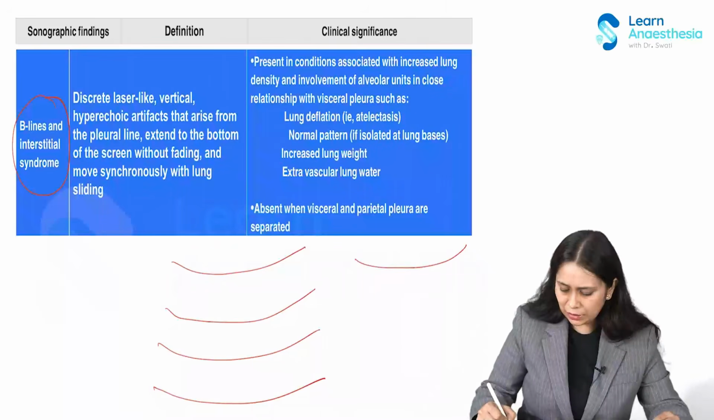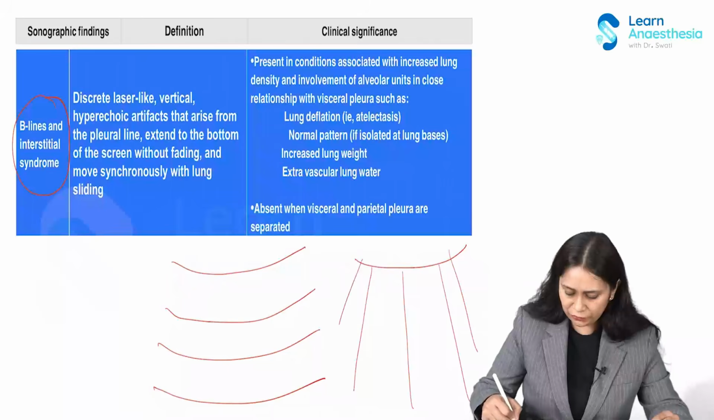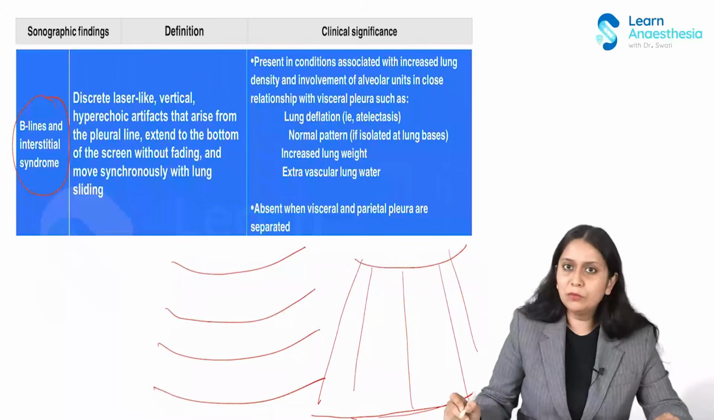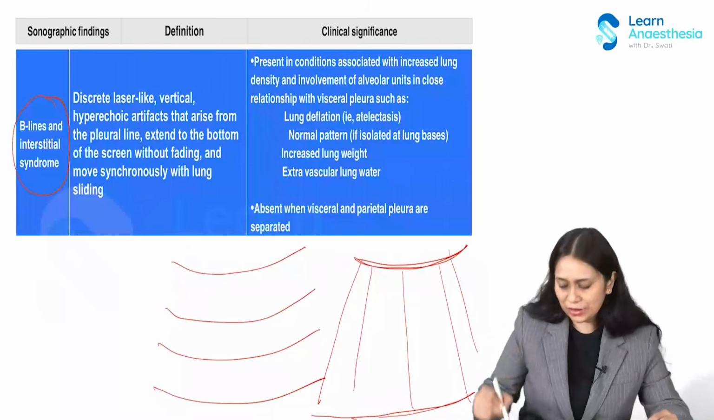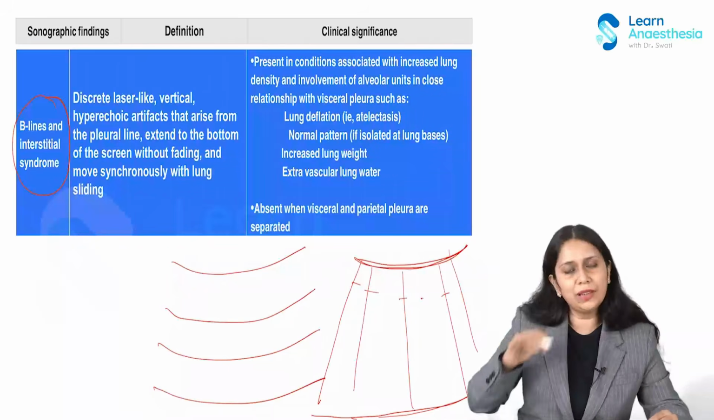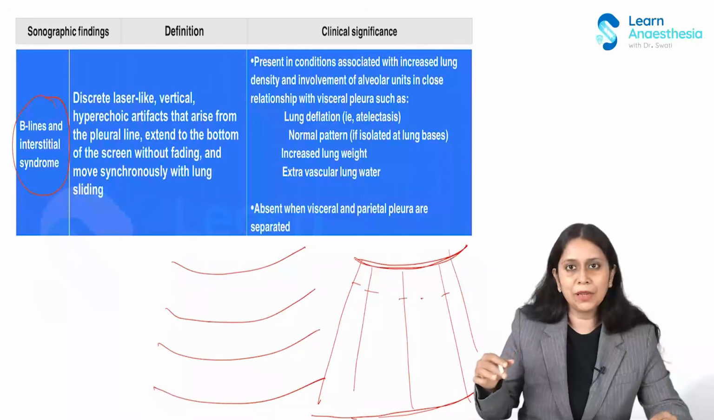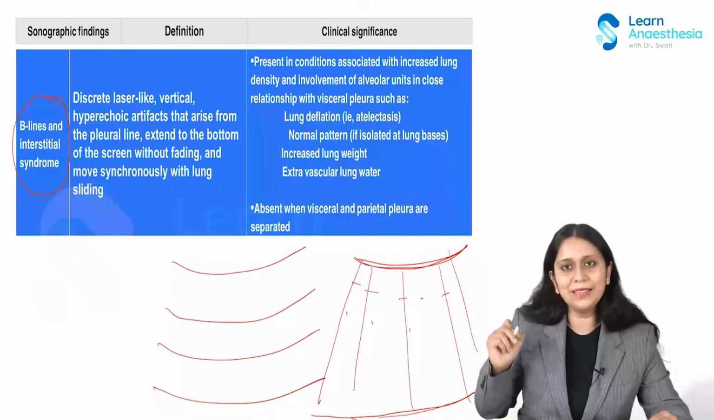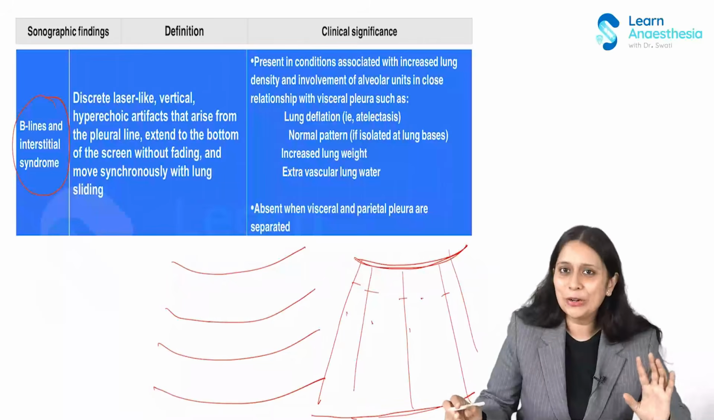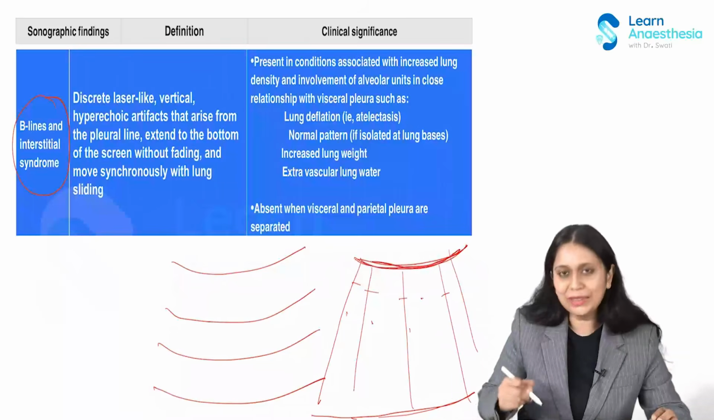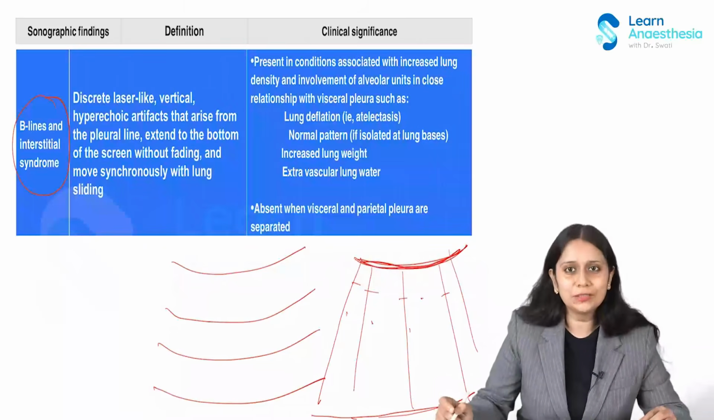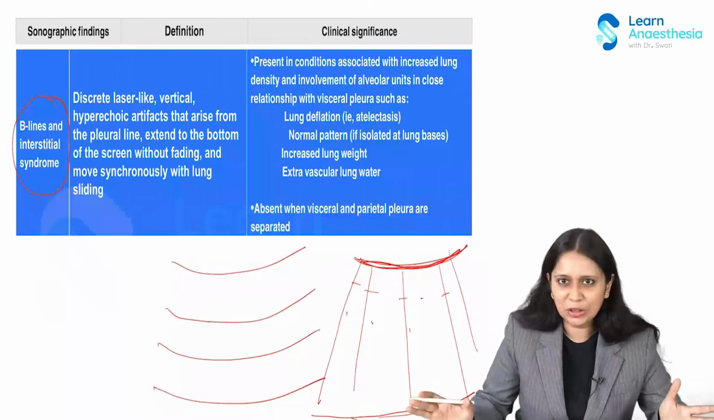So what will happen? The B line is a vertical artifact that arises from the pleural line, extends to the bottom of the screen, and moves synchronously with the lung sliding sign. So this B line will move synchronously with the pleural line. When these B lines are there, pneumothorax is ruled out, right? The sliding sign will be there, the B lines will be there, so pneumothorax will be ruled out. If I see a B line, it cannot be pneumothorax.